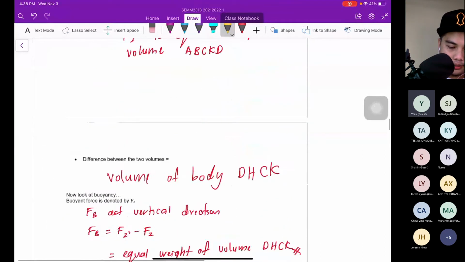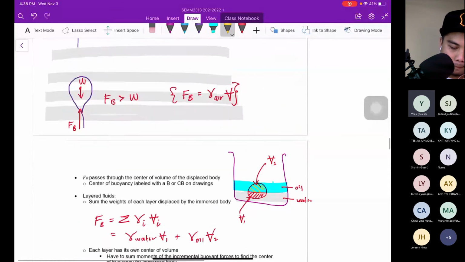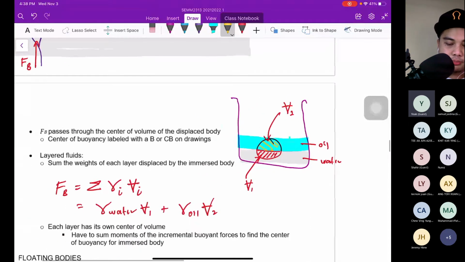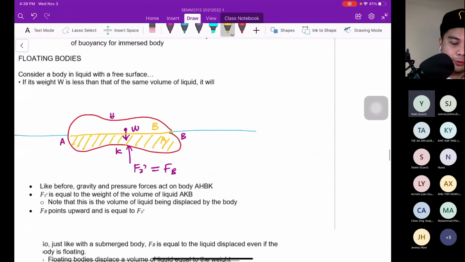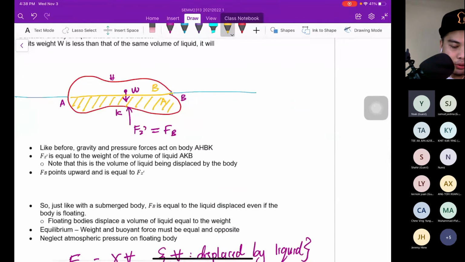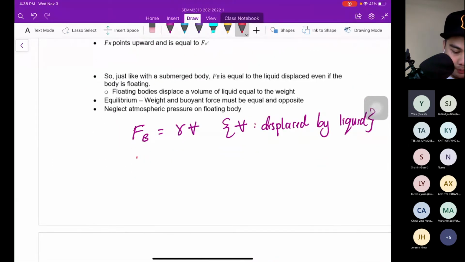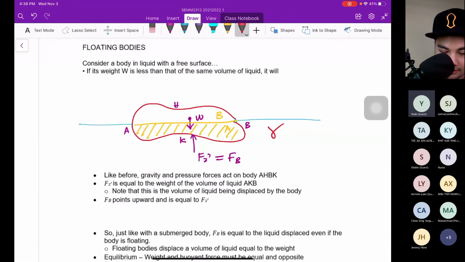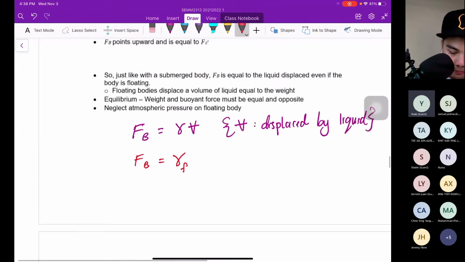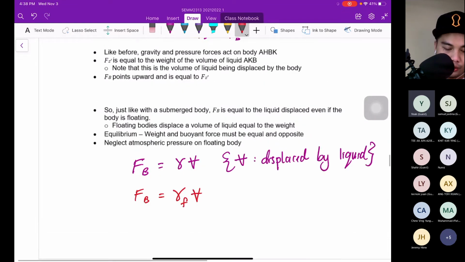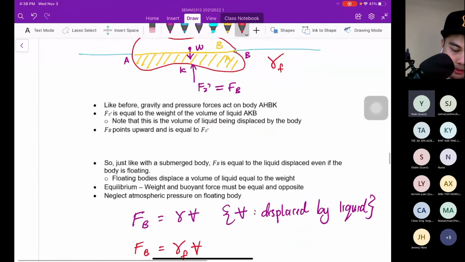So, as I mentioned before, when you calculate for the ball here, it displaces 100%, right? For this floating body, it only displaces the bottom layer. The top is not displacing the liquid. The yellow color displaces. So to calculate here, FB is equal to gamma of what? This is gamma of this fluid, which must be multiplied by the displaced volume. This displaced volume is AKB.